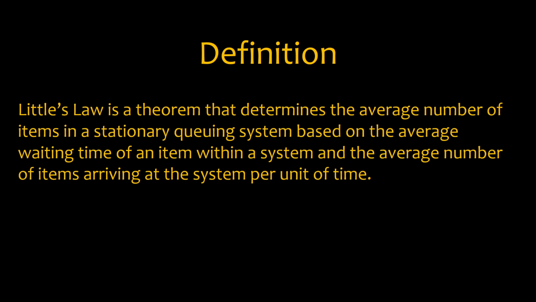Little's law is a theorem that determines the average number of items in a stationary queuing system based on the average waiting time of an item within the system and the average number of items arriving at the system per unit time. This theorem is used to determine the average number of items in any queuing system based on two parameters: the waiting time of an item within the system and the average number of items arriving at the system per unit time. We can calculate the average number of items in the system or that particular queue.